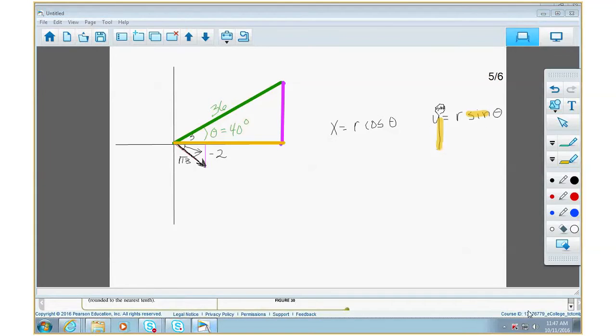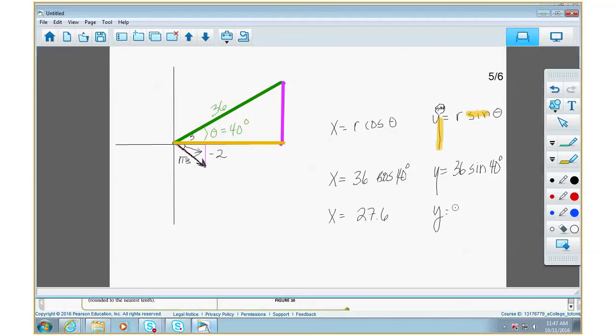And then if y is equal to r sine theta, then you know that x is equal to r cosine. So, I want my x coordinate, and that's going to be 36 times cosine of 40 degrees, which we're going to be able to calculate out. And that's what? 27.6. X is equal to 27.6. And then y is equal to 36 times the sine of 40, which is what? 23.14. Y is equal to 23.14.